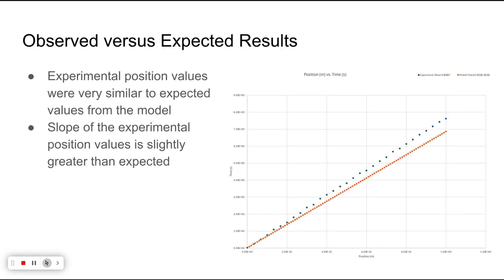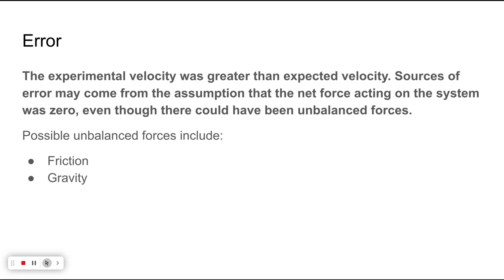Here are my observed versus expected results. As you can see, the experimental position values, shown in blue, are very similar to the expected values from the model, shown in orange. This is due to Newton's second law, as the initial velocity should equal the final velocity when the net force is zero. However, the slope of my experimental position values is slightly greater than the expected. This is likely due to error. The experimental velocity was greater than the expected.